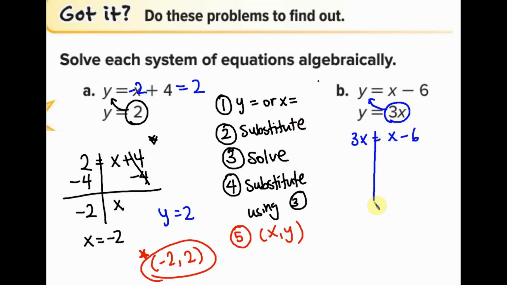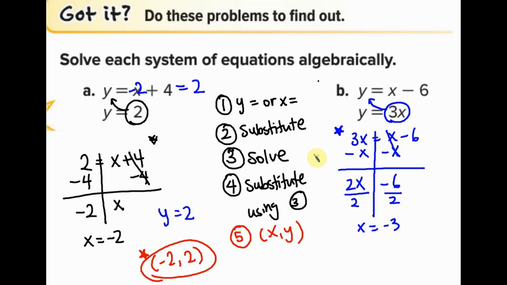If I want to solve this, since I have 3x and x on both sides, you can choose either way, but if I choose this side, I'm going to subtract x on both sides, so that way all the x's are on the left. 3x minus x is 2x, x minus x is 0, and all I get is negative 6. 2 and x has multiplication in between, so in order to get rid of the 2, you have to divide by 2 on both sides, and x becomes negative 3. So that was up to step 3.